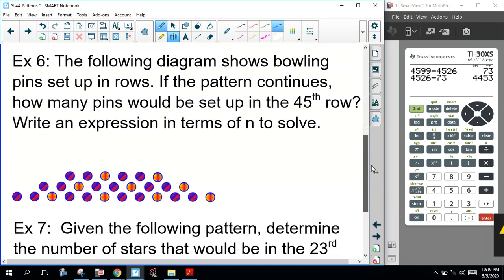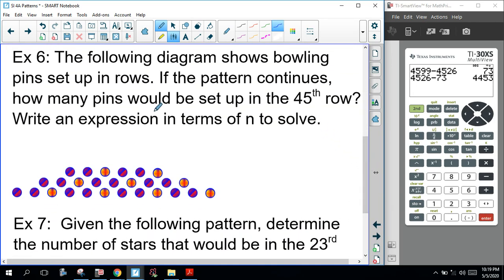Taking a look at our last couple of examples here. Example 6 says the following diagram shows bowling pins set up in rows. If the pattern continues, how many pins would be set up in the 45th row? Write an expression in terms of n to solve.